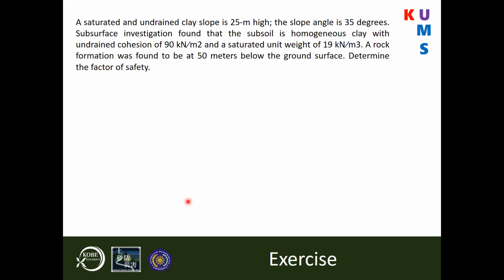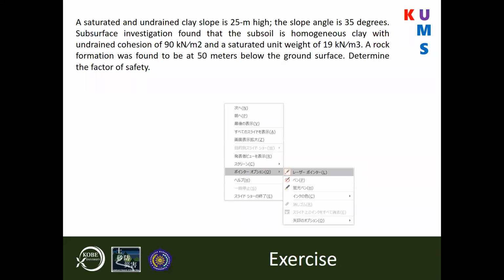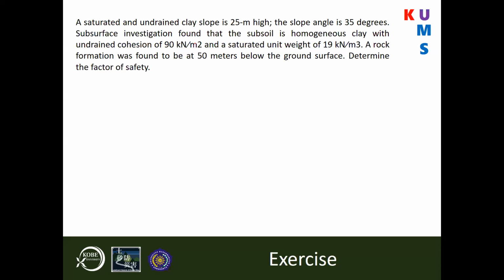So I'm asking you, a saturated and undrained clay slope is 25 meters high. The slope angle is 35 degrees. And subsurface investigation found that the subsoil is homogeneous clay with undrained cohesion of 90 kilonewton per square meter. So that's again a square that you need. This is square, and this is square, but this is cubic. And the rock formation was found to be at 50 meters depth below the ground surface. And the question is, determine the factor of safety.